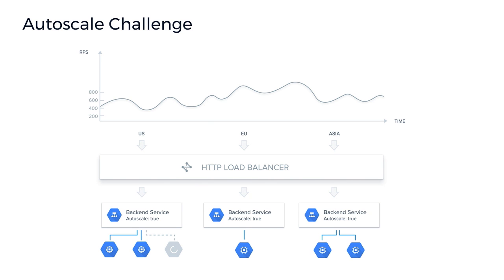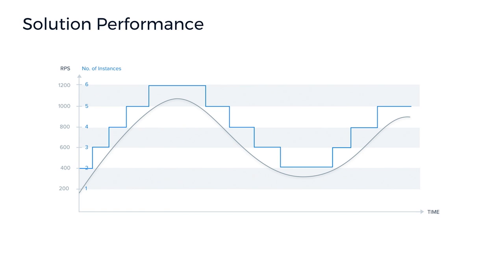HTTP load balancer, which allows us to direct traffic to the zone where the visitor is from. So visitors from the US will see the content generated by instances in the US, from Europe in Europe, and from Asia to Asia. And that was the perfect solution for our needs.